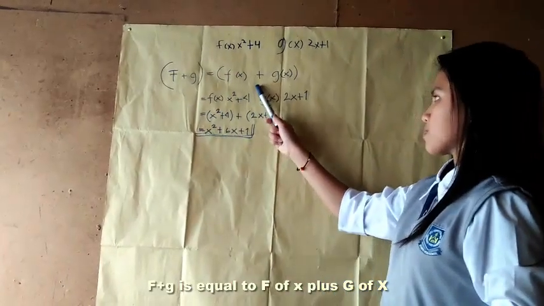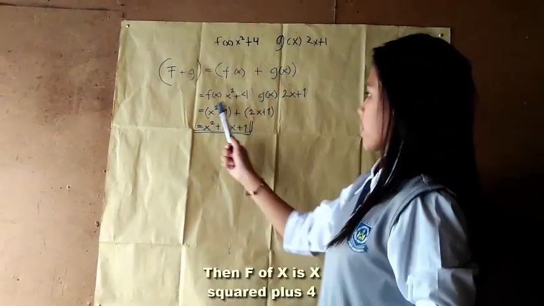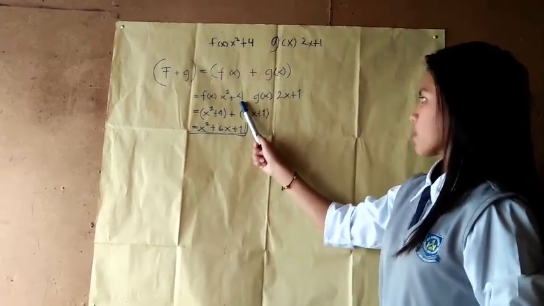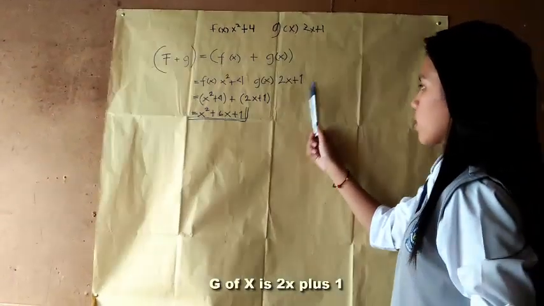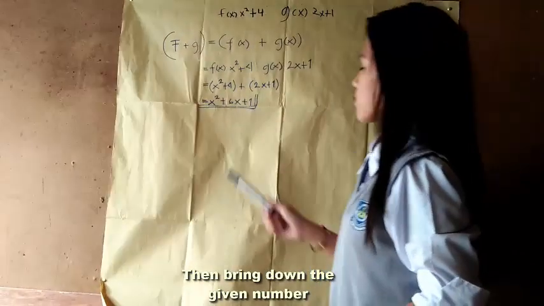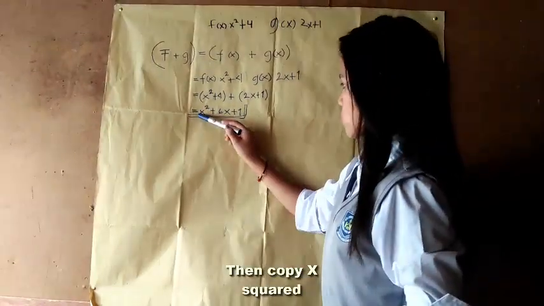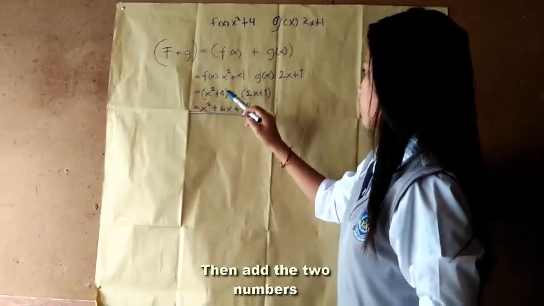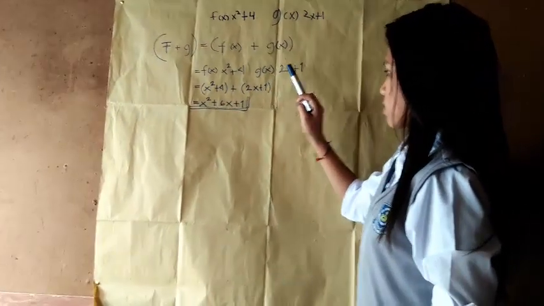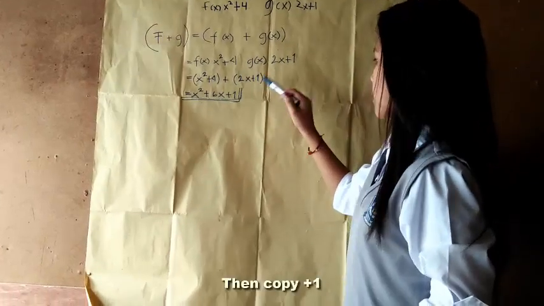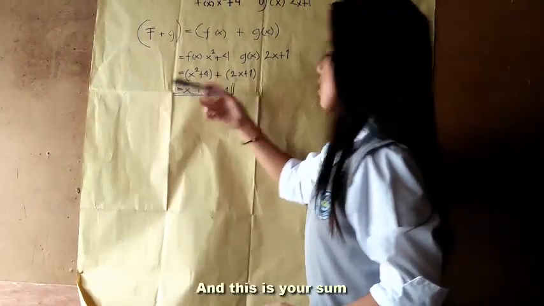(f + g)(x) is equal to f of x plus g of x. Then f of x is x squared plus 4, g of x is 2x plus 1. Then bring down the given f of x and g of x. Then copy x squared, then add the two terms: 4 plus 2x is equal to 6x. Then copy plus 1, and this is your sum.